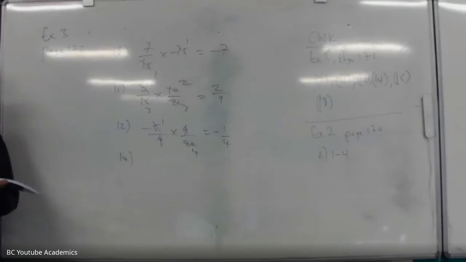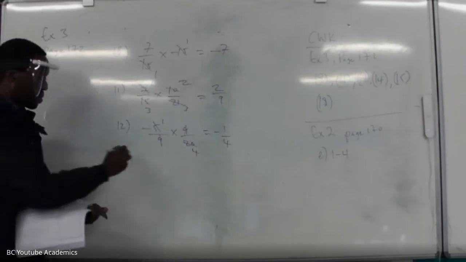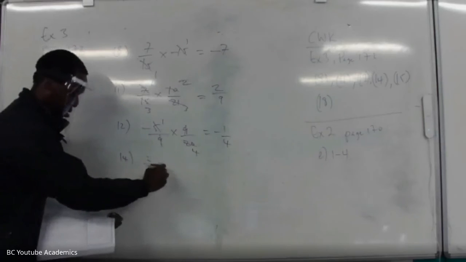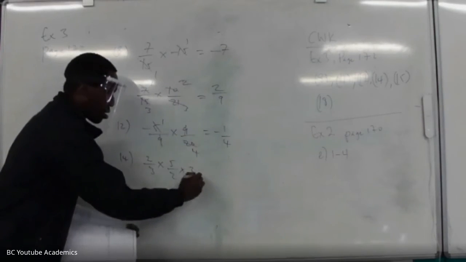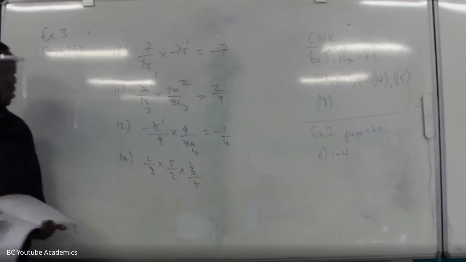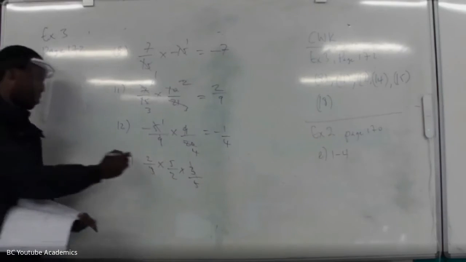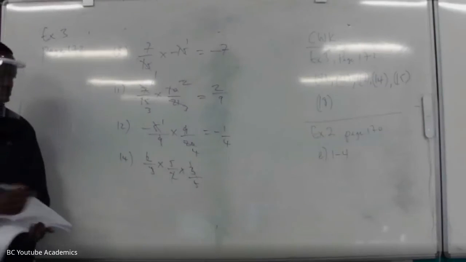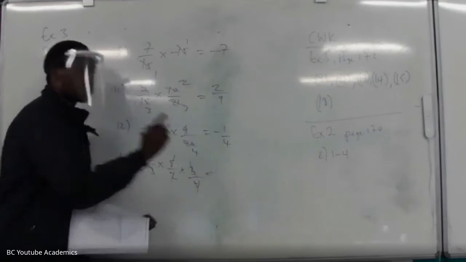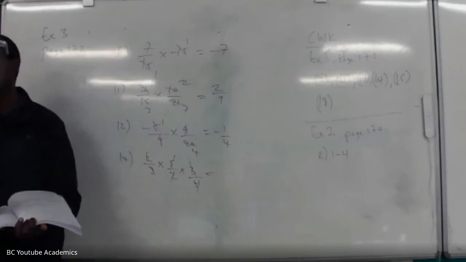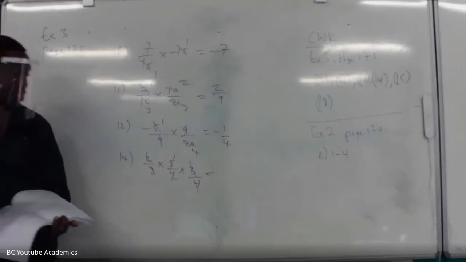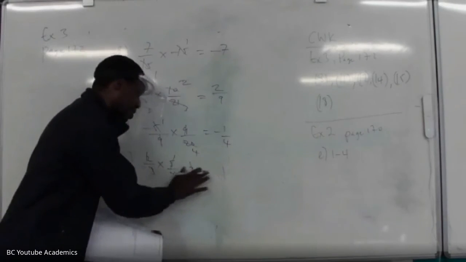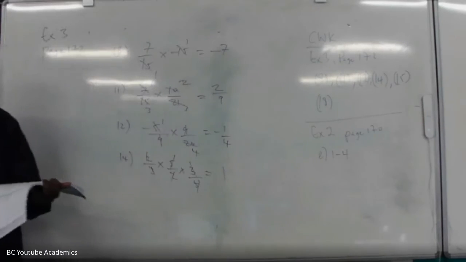Okay, 14. The 3 and the 3 cross out. That goes down to that. 2 and 2 cross out. 5 and 5 cross out. And so please don't make the mistake of giving 0 as the answer. The answer is 1.